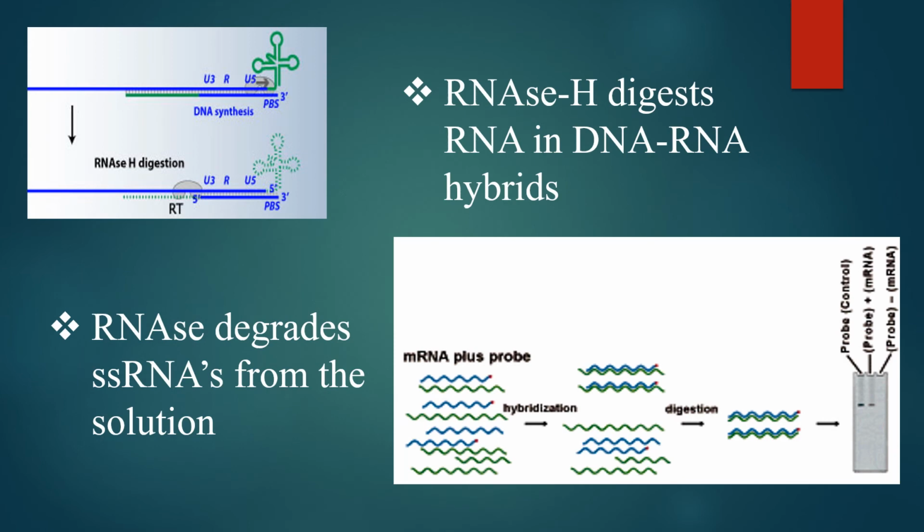In this slide, we can see the mechanism of RNases. The first picture represents the mechanism of RNase H, where the DNA-RNA hybrids are unwound and the RNA is degraded. In the second picture, the mechanism of RNase is shown, where the double-stranded DNAs are freed from single-stranded RNAs by digestion.